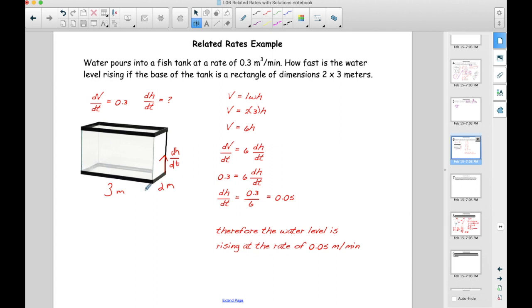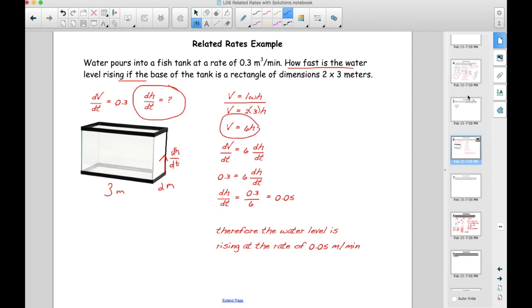There was my little fish tank here. It's 3 meters by 2 meters. I sort of did a rough sketch on the previous page. I said that the derivative of volume with respect to time was 0.3. They're asking for how fast the water level was rising, so they were asking me to find dh by dt. Because it's a rectangular base prism, volume would be length times width times height, and that's going to give me volume is 2 times 3 times height, and that gives me the formula that volume is 6 times height.